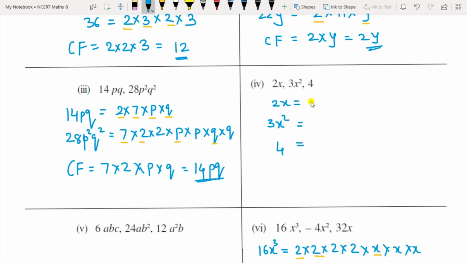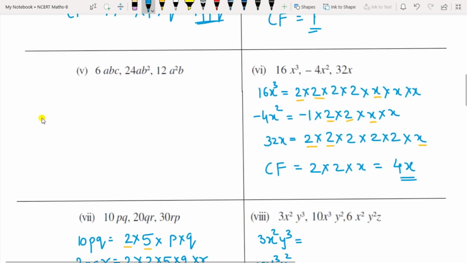Now in this one, 2 into x here, 3 into x and 2 into 2. So if three algebraic expressions have been given, the common factor should be common in all the three. If 2 has been given, it should be common in all; if 3 has been given, it should be common in all 3. Here in this case, no such numbers or variables are common. So you have to write it as 1. Nothing common means it is 1. 1 is a factor of all the numbers. So it is 1.